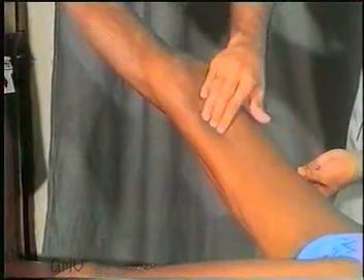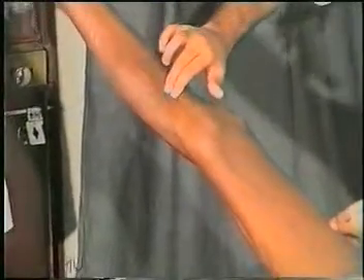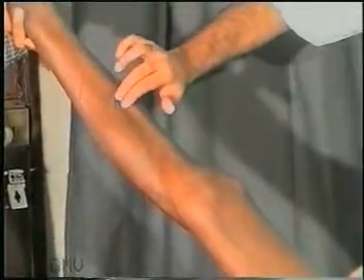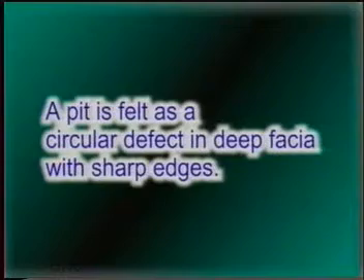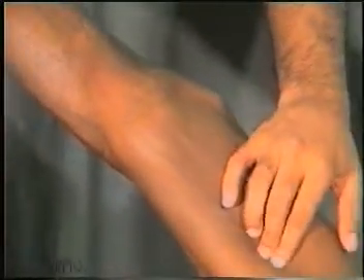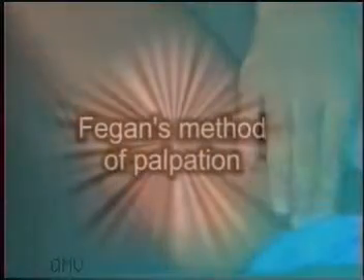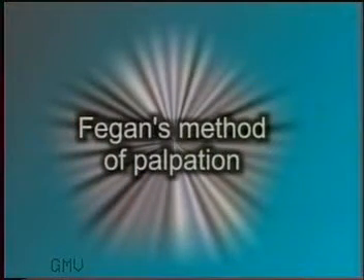Now palpate the deep fascia along the course of the vein, more carefully at the site of blowouts if any, to look for pits in the deep fascia. A pit is felt as a circular defect in the deep fascia with sharp edges and indicates the site of a dilated perforator. If a pit is felt, mark it with a cross with a skin pencil. This is Fegan's method of palpation for detection of incompetent perforators.